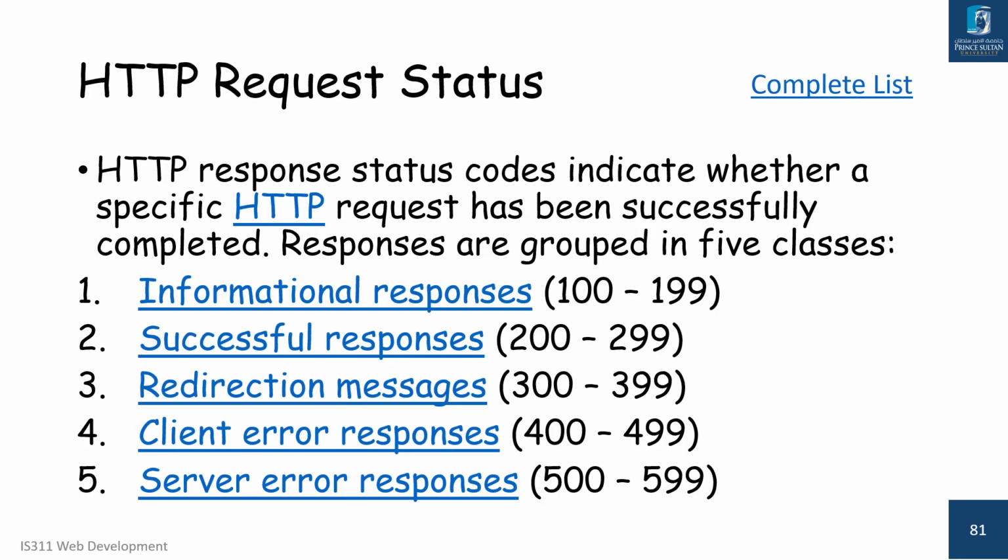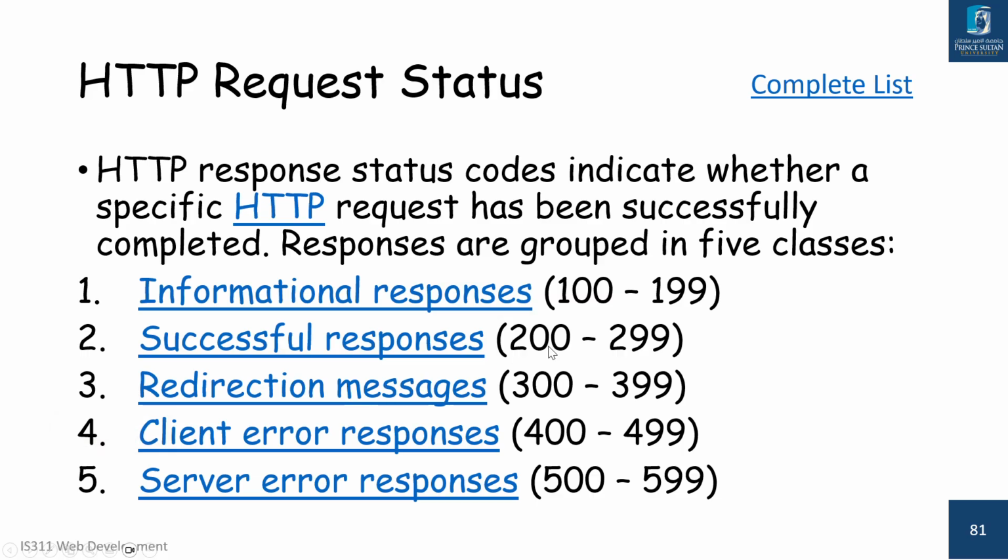Here we will talk about how we can specify the request status. HTTP response status codes indicate whether a specific HTTP request has been successfully completed, and what kind of response it is. For example, informational responses mean that we are sending something back to the client as information, but it is not a success, the thing has not been done. Then we have the successful responses. Then we have the redirect messages, where one server receives that specific HTTP request and redirects it to another server.